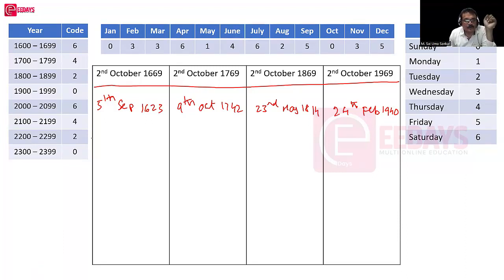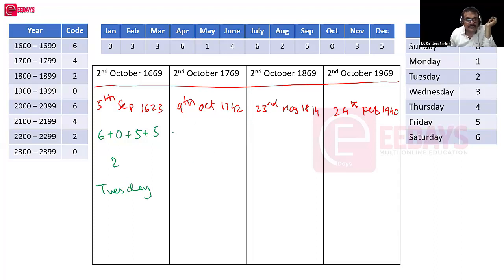First, 1600. What is the code for 1600? 6 plus 23. 23 plus how many leap years are there? That is equal to 5. 28. That is equal to 0. What is the code for September? That is equal to 5 plus which date we required? That is equal to 5. Total and that is equal to 16. If you divide that 16 with the 4, remainder is equal to 2. What is the 2? That is equal to Tuesday. That is the answer. But you need to remember this code. If you remember it, it is very simple.